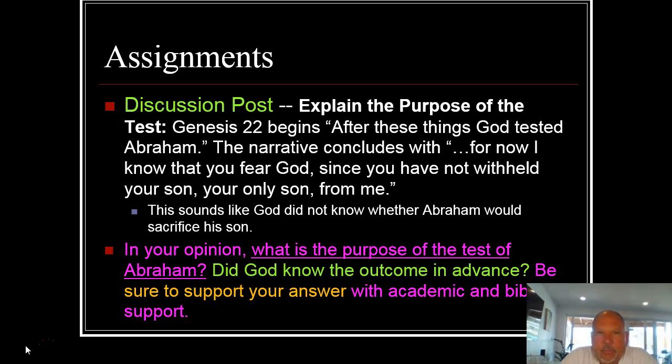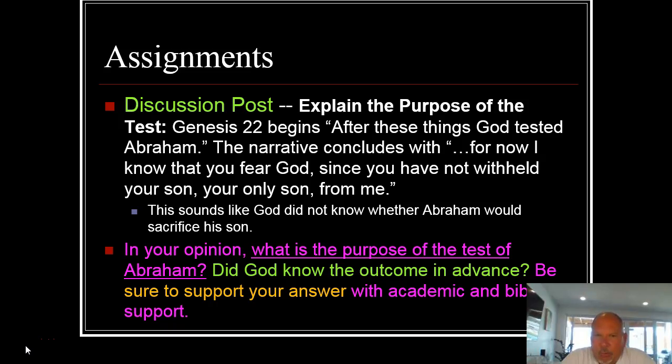In your opinion, and that means using outside research to inform your opinion and analysis, what is the purpose of the test of Abraham? Did God know the outcome in advance? Be sure to support your answer with academic research, meaning from the reading and outside research, and biblical support. So there's 2 parts to this. The first part, which might be the easier part, did God know the outcome in advance? If so, why? And if not, why not?